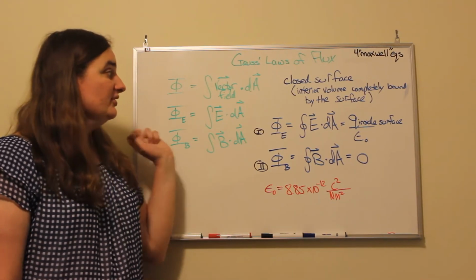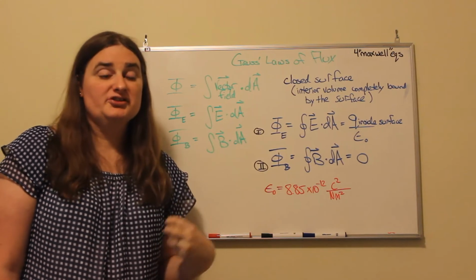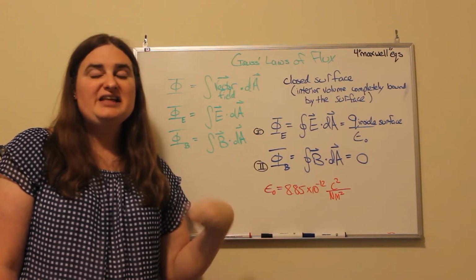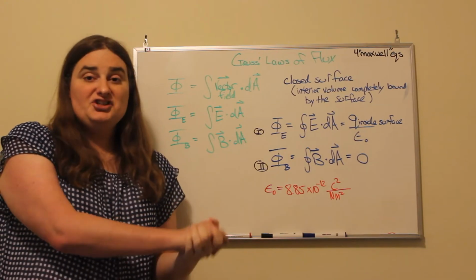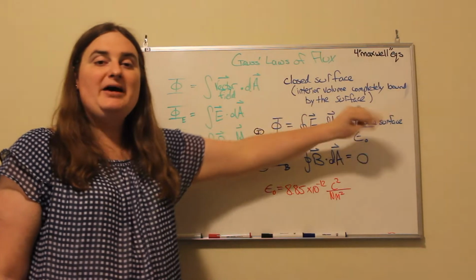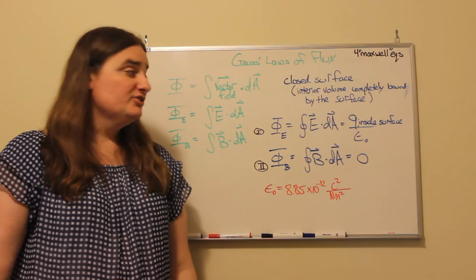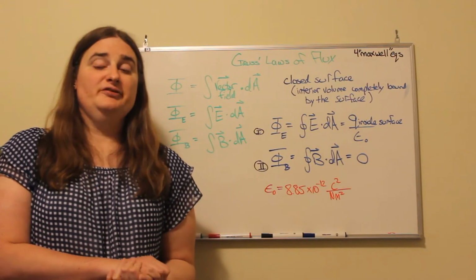Now, Gauss's law specifically talks about the case of closed surfaces. And a closed surface is any surface where there is a clear inside. There's an interior volume that is completely closed off, bounded by our surface. And that surface we would call a Gaussian surface.